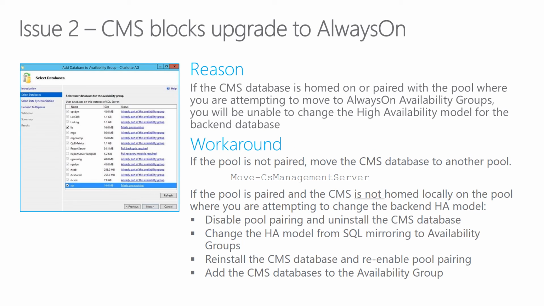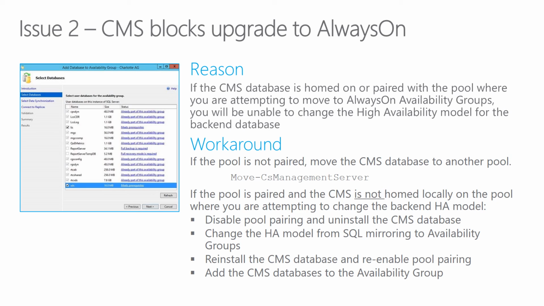Issue 2. CMS blocks upgrade to AlwaysOn. If the CMS database is homed on or paired with a pool where you are attempting to move to AlwaysOn availability groups, you will be unable to change the high availability model for the backend database. The solution to this issue is as follows.